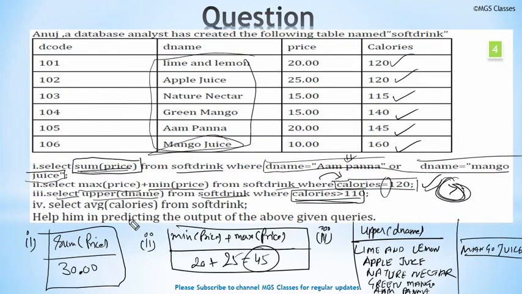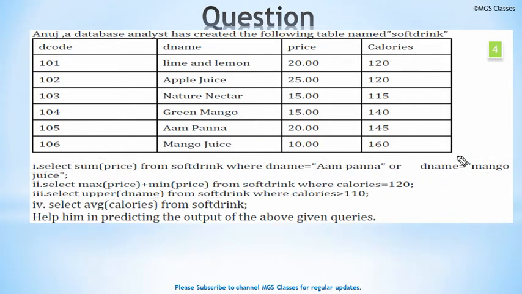Okay, now we will see the fourth query. So I am rubbing all those out and writing the output for the fourth query. Fourth query: select average of calories from the top rank. So we need to calculate the average of these calories where the condition is not mentioned, so average will be computed on all the rows. So how do we calculate the average?